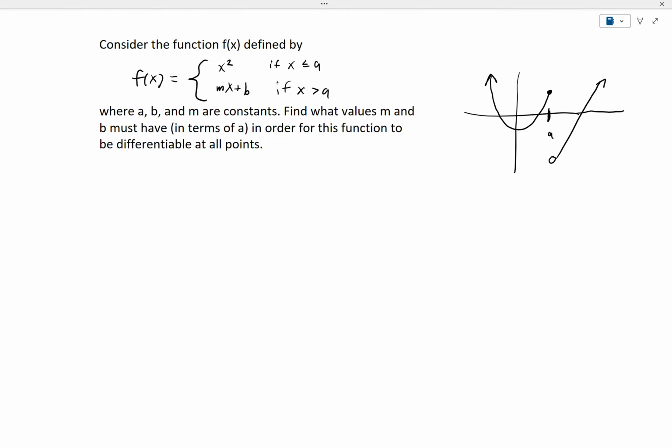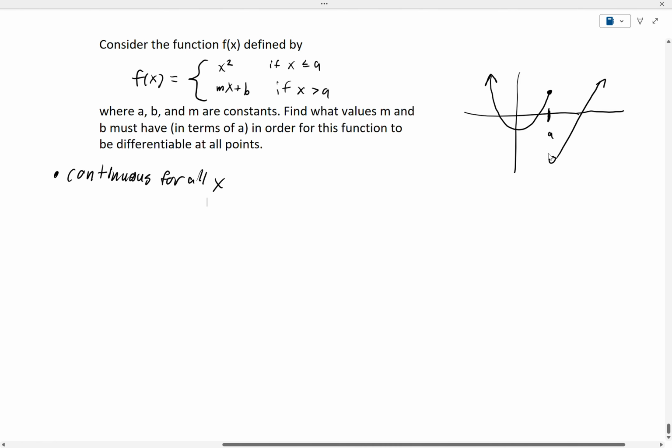They say where a, b, and m are constants. Find what values m and b must have in terms of a in order for this function to be differentiable at all points. For the function to be differentiable at all points, a couple of things need to happen. It needs to be continuous for all values of x.